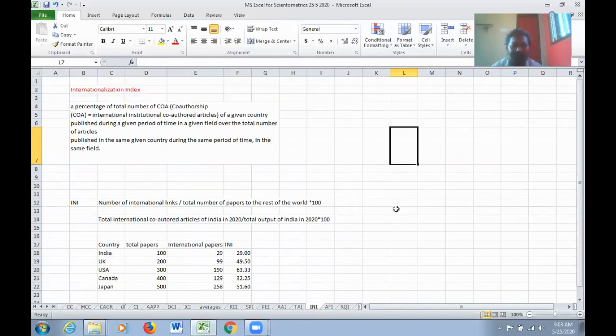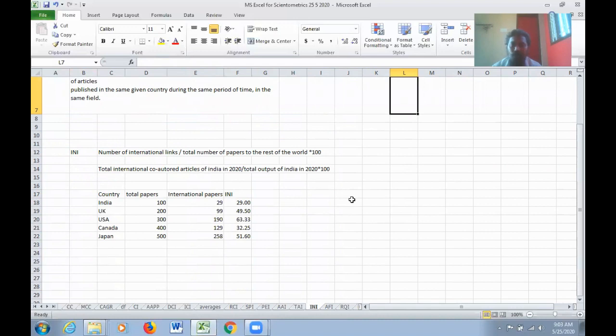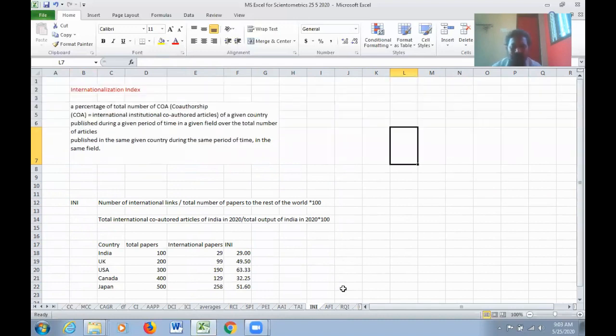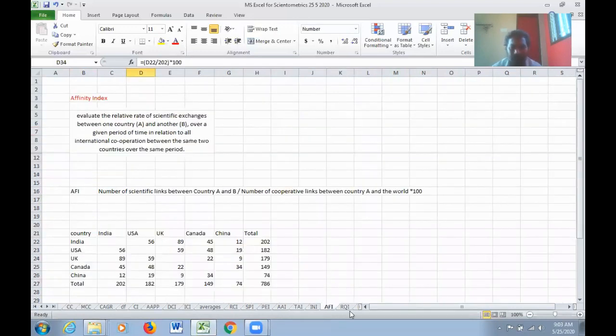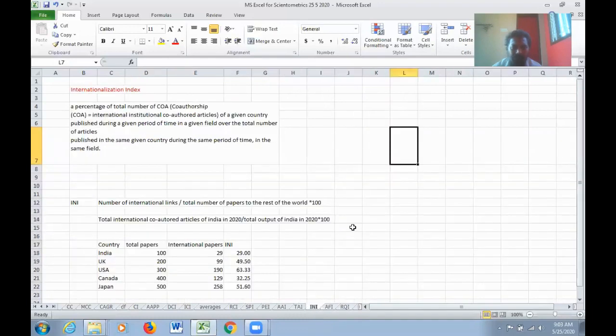Let us see an example. It's very simple to calculate. Internationalization Index.